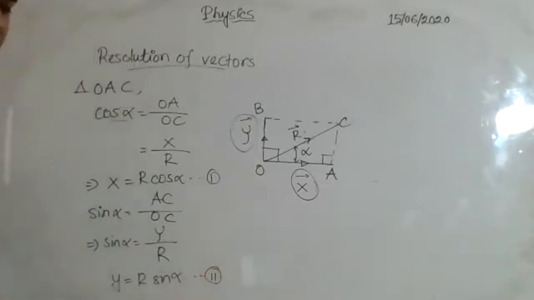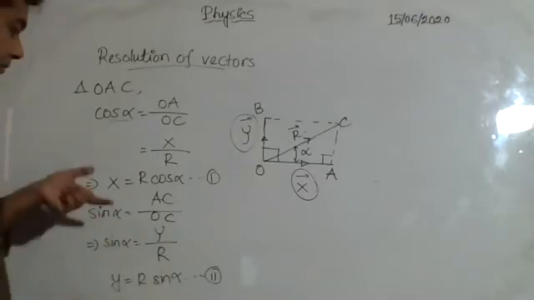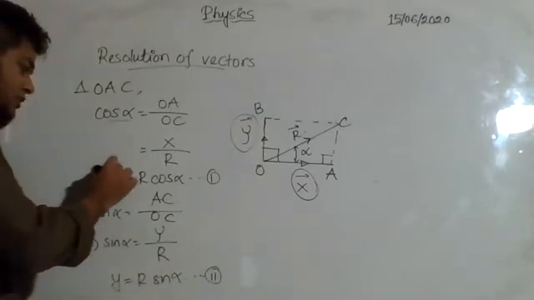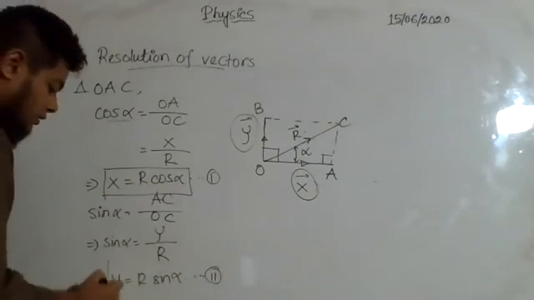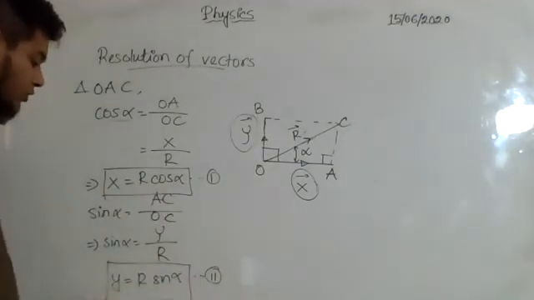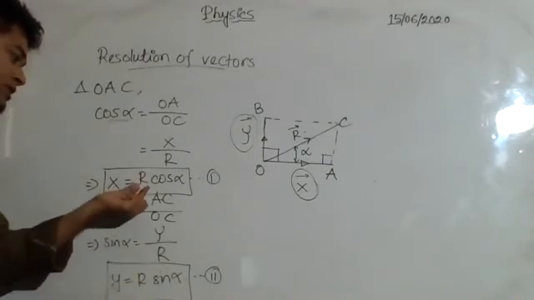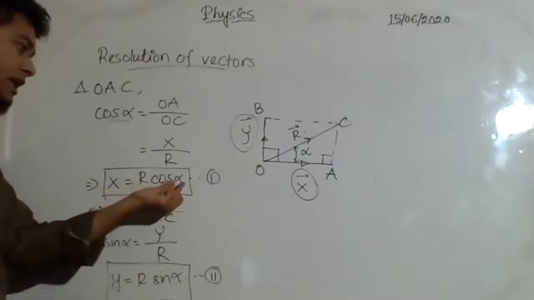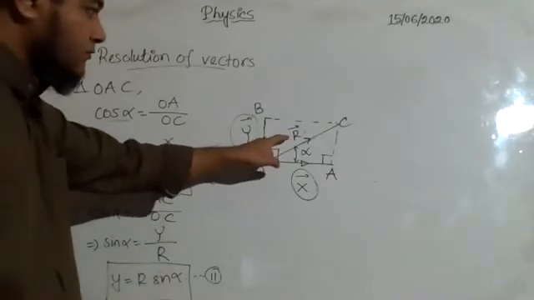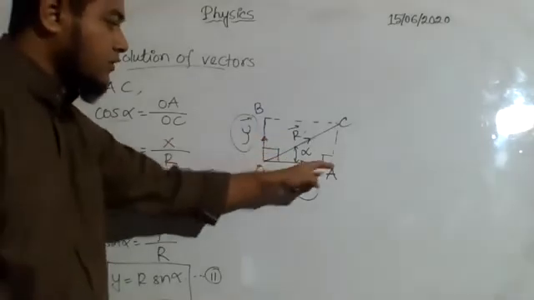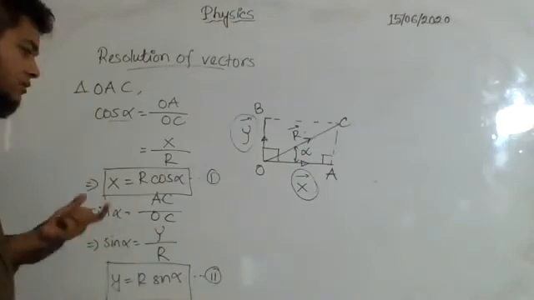Anybody has any doubt till now? Anybody have any doubt? These are the two expressions actually we need to know. We want to know the value of the components, right? This is the way to know the value of the components. If you know the vector magnitude R, and if you know the angle between the vector R and one of the component, then you can easily find out the value.